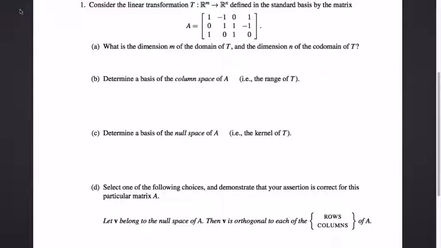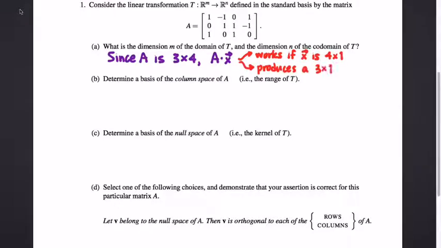So in question number 1, you're given a linear transformation defined by multiplication by this matrix, and then asked a few questions about the nature of that transformation. First of all, what is the dimension of the domain of the transformation this matrix defines? Well, because this matrix has 3 rows and 4 columns, that means this matrix can multiply vectors on the left if those vectors are 4 by 1. In other words, if they live in R4. And when it does so, it produces vectors that are 3 by 1. In other words, they live in R3. So, if x belongs to R4, then Ax belongs to R3, and therefore this matrix defines a linear transformation from 4-dimensional space into a 3-dimensional space.